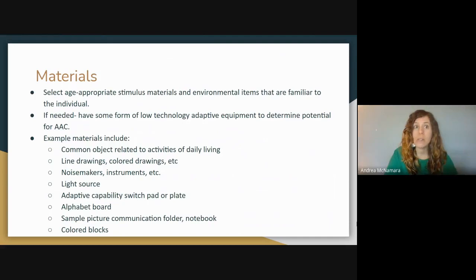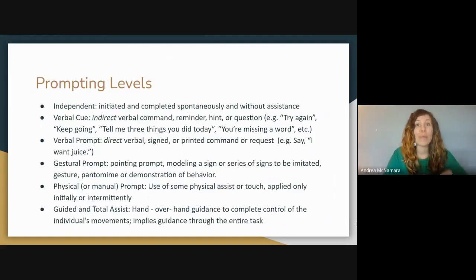As far as materials, you just need age appropriate stimulus materials for your individual that are familiar to them. You may also want to have some low tech or high tech AAC devices if you haven't used any of those things before, or you may need them to help determine the individual skill level. I just included a few example materials listed, but when you look at the manual, it will have a full list available for you. As far as prompting, each level will have a checkbox.